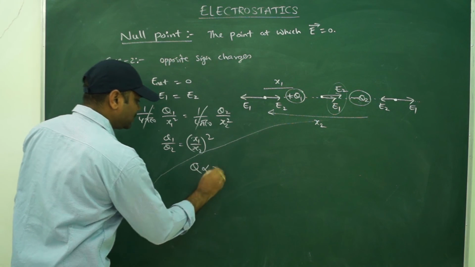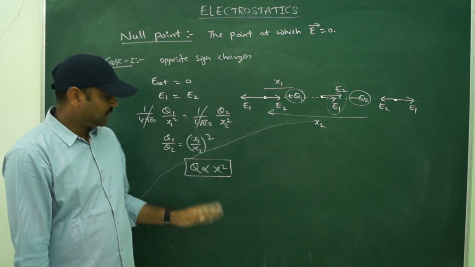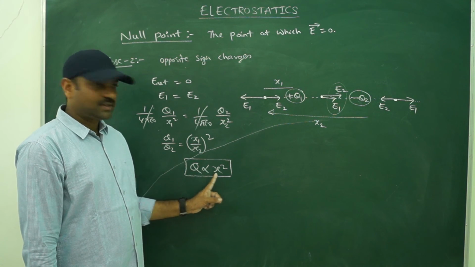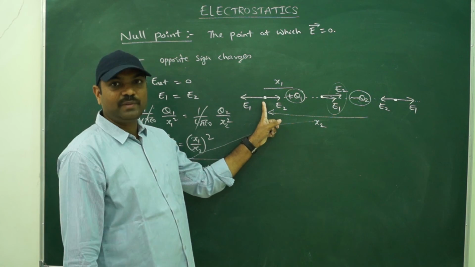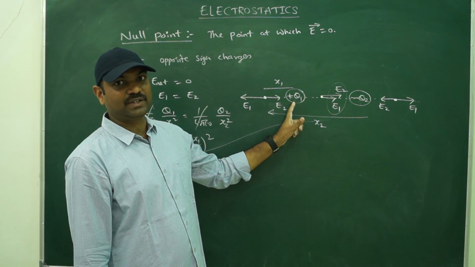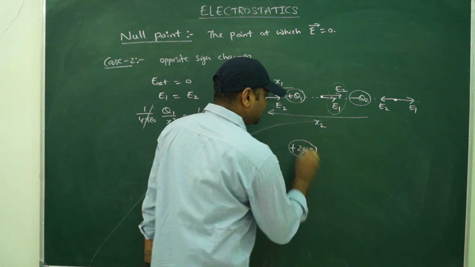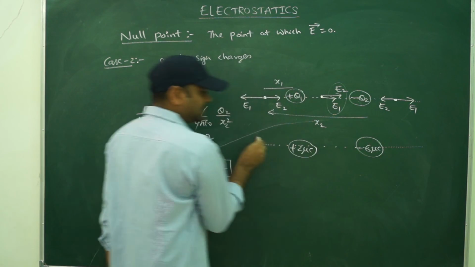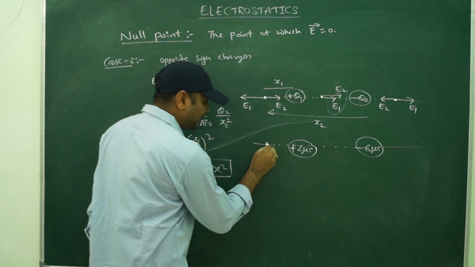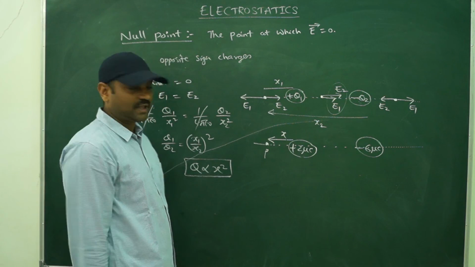So this stands for Q proportional to x square. Again the same logic: if x value is less, Q value will be less. So that means the null point will be closer to the lesser magnitude of charge. If I take, randomly, plus 2 microcoulomb and minus 6 microcoulomb, the null point will be on the left side, because it is closer to the lesser magnitude of charge.